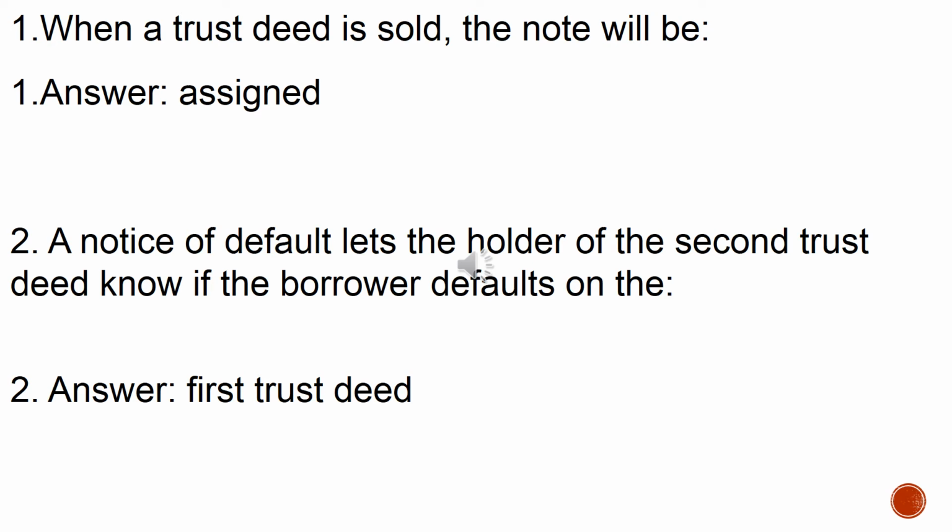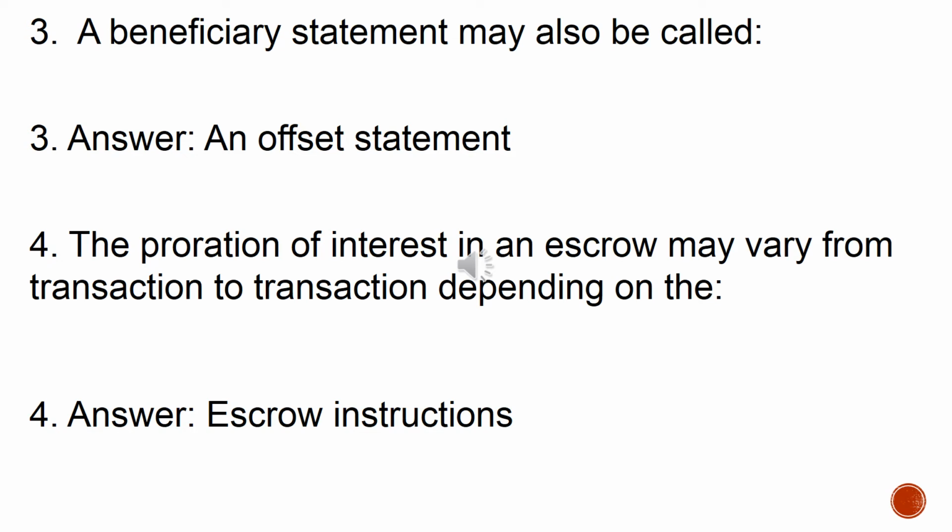Question number 1. When a trust deed is sold, the note will be: answer, assigned. Question number 2. A notice of default lets the holder of the second trust deed know if the borrower defaults on the: answer, first trust deed. Question number 3. A beneficiary statement may also be called: answer, an offset statement. Question number 4. The proration of interest in an escrow may vary from transaction to transaction depending on: answer, escrow instructions.